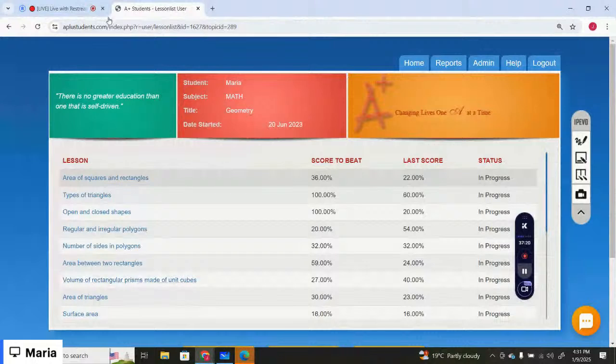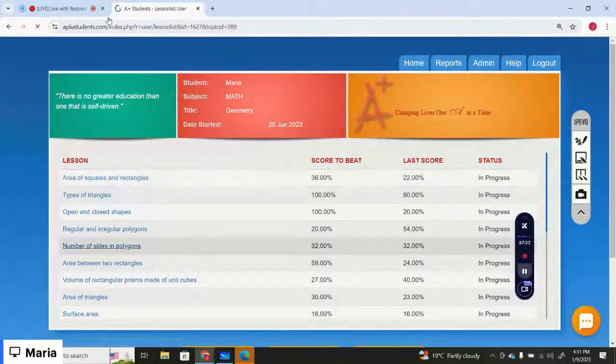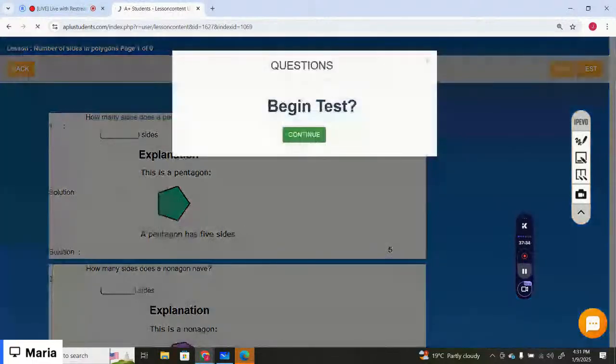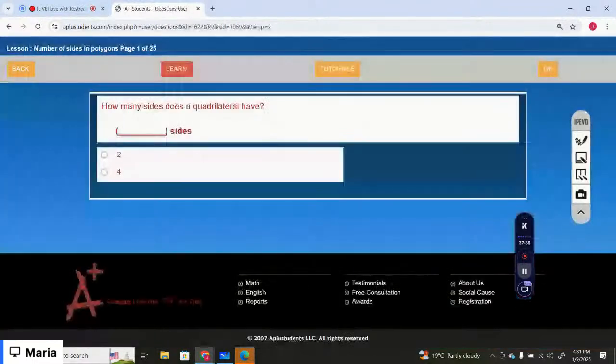Number of sides in polygons. Let's just start with the next lesson. How many sides does a pentagon have? So penta means five. So a pentagon has five sides. Let's just start with the test questions. How many sides does a quadrilateral have? So which is the correct option?